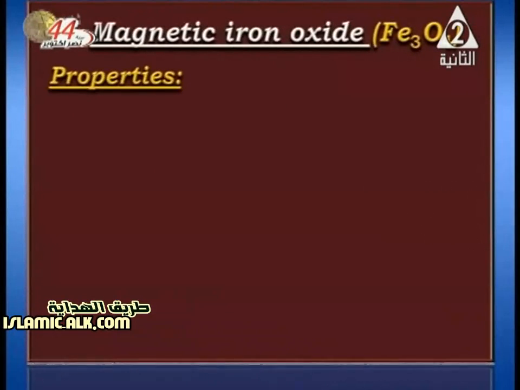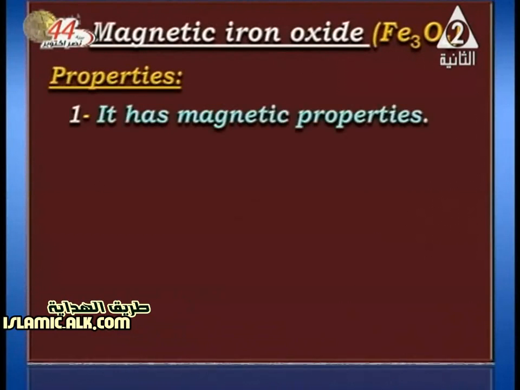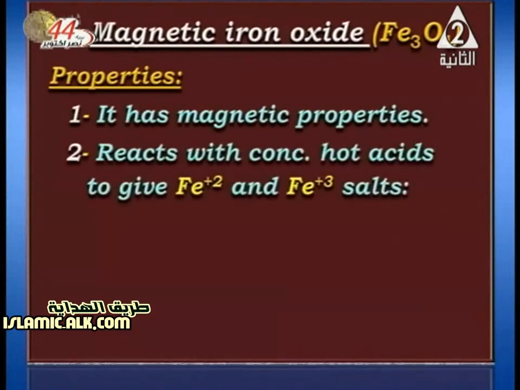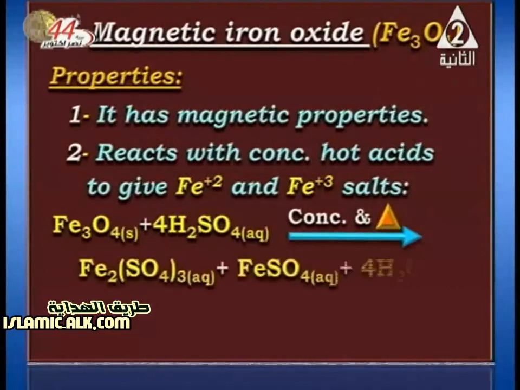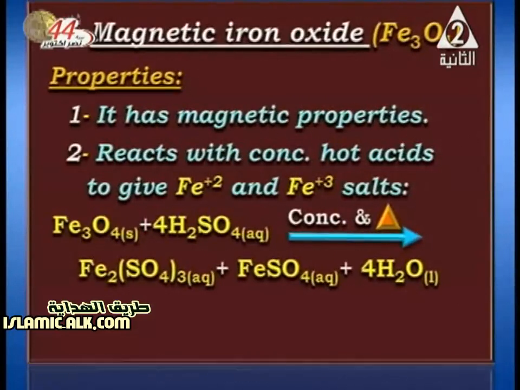The properties of magnetic iron oxide: it has a magnetic property. It reacts with concentrated hot acids to give iron 2 and iron 3 salts. As the equation proceeds on the screen, magnetic iron oxide reacts with concentrated sulfuric acid and heat. It gives iron 3 sulfate and iron 2 sulfate, and water is produced.